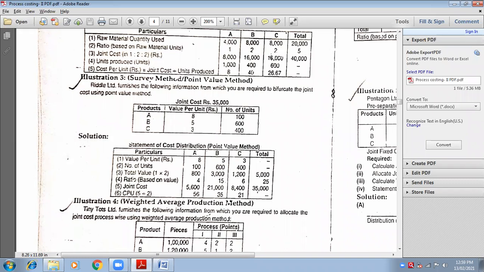So what is A's cost? 5,600 divided by the number of units, 100. The answer will be 56 per unit. Similarly, you have to do it for B and C. Is it now clear? Yes, ma'am. So do it. I'm giving you 2-3 minutes for completing this table.